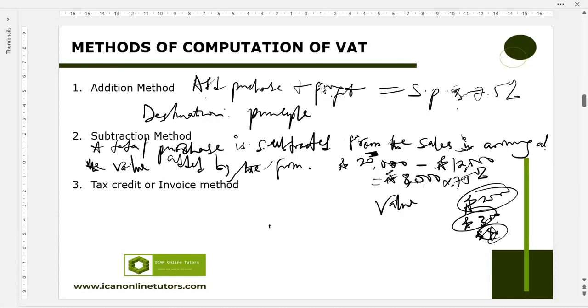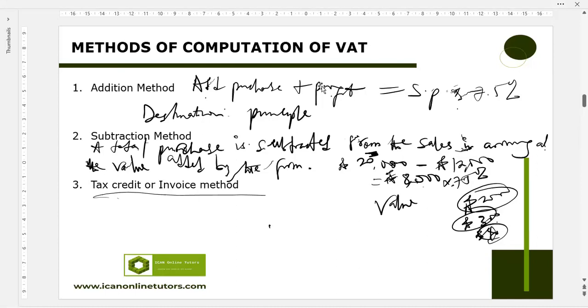Anyway, it is similar to what we practice, because it looks like the tax credit method. Under this method, tax is collected by applying the rate on the value addition, which is this 8,000 naira. If you want to look at it, it is similar to the tax credit or invoice method. But the tax credit and invoice method is the preferable method.